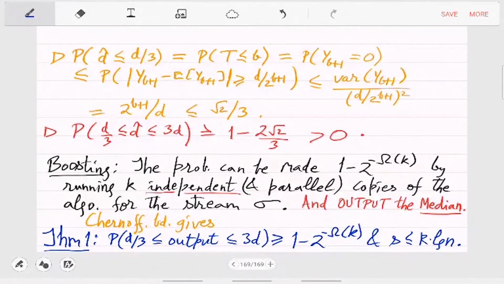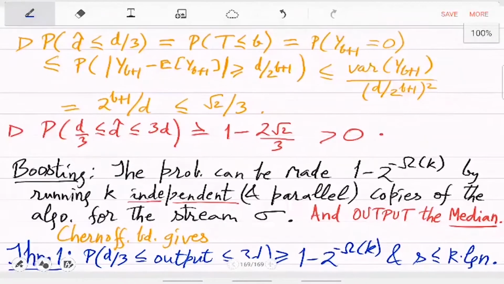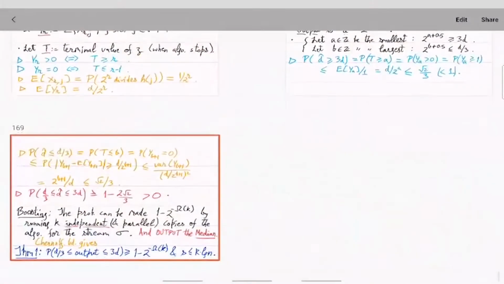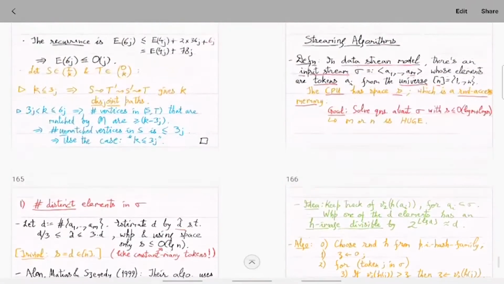Okay, so k you can take to be 10, and then the success probability is almost 1 for the output approximating the number of distinct elements, while the space is still constant times log n. Okay, so that's an amazing algorithm. When we started, it was not clear whether such a thing would exist, but it does. Okay, so that's the first algorithm in data streaming.